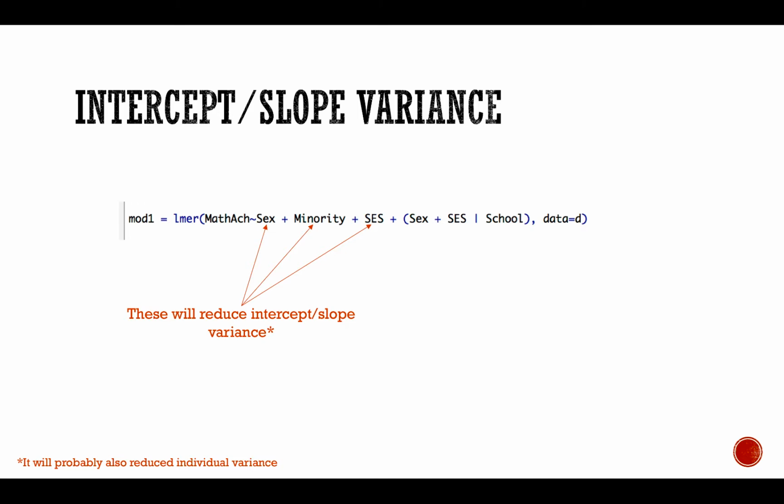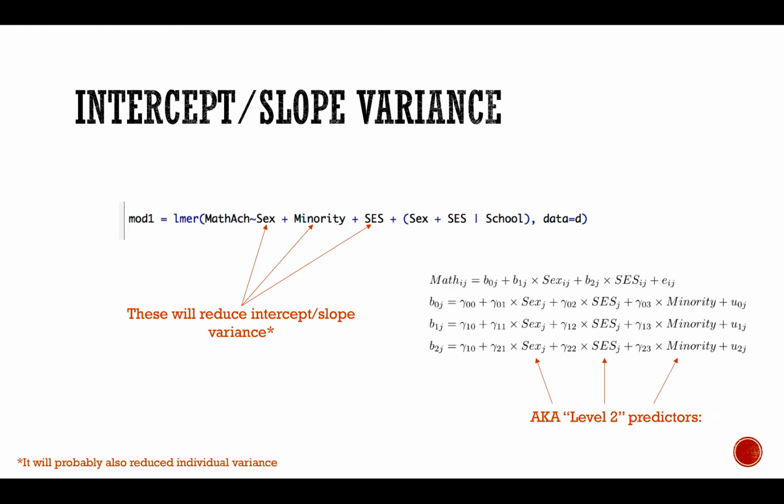Okay, so when we are talking about intercept and slope variance, let's say this is our model in R. We got math achievement as a function of sex, minority, and socioeconomic status. Now remember, these are the fixed effects on the left, and then on the right in the parentheses, those are the random effects. And so it turns out that the fixed effects will reduce intercept and slope variance. And by the way, it'll probably also reduce individual variance because these elements of the model, the fixed effects and the random effects, are going to be correlated.